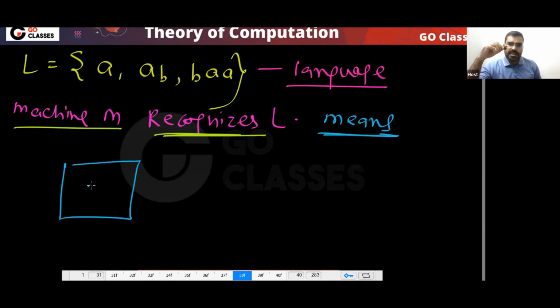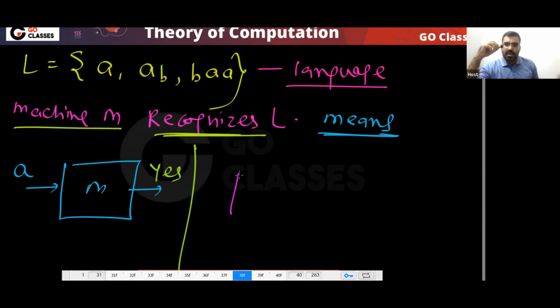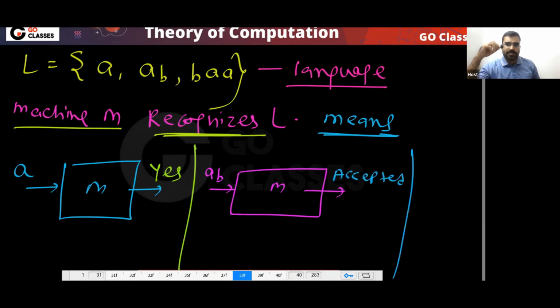It means that in this M, if you input A, then the output should be yes, accepted. If I give the input AB, then yes, accepted. That is also accepted. But if I give the input BA to this machine M, then that should be rejected, correct? So very simple, this is the point.